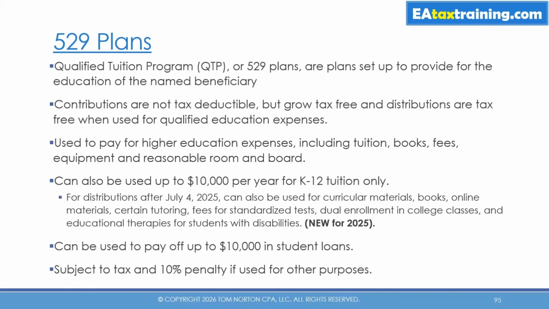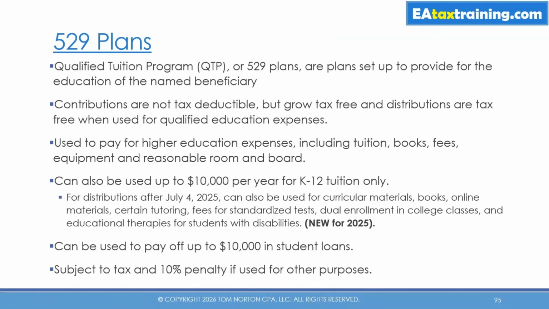However, there is a new provision from the OBBBA for 2025, but it is only for distributions after July 4th of 2025. In that case, for these K through 12 beneficiaries, the money can also be used not just for tuition, it can also be used for curricular materials, books, online materials, certain tutoring, fees for standardized tests, dual enrollment in college classes, and educational therapies for students with disabilities. So again, that piece, the non-tuition piece, is only for distributions after July 4th of 2025.